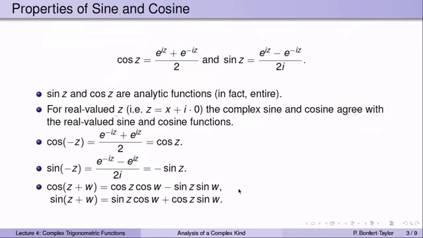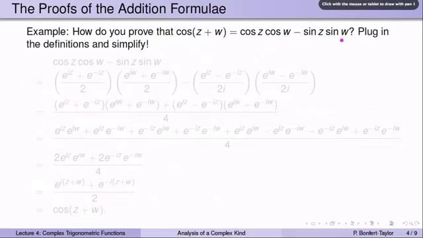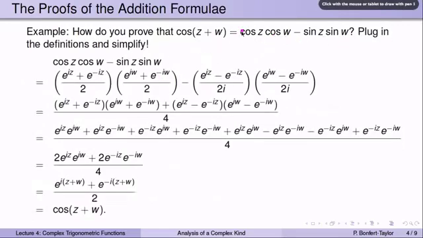How would you prove such a thing? I'll show you an example. How would you prove that cosine of z plus w is equal to cosine z cosine w minus sine z sine w? You would simply plug in the definitions and simplify. Let's do that. Let's start with the right-hand side, in fact. Cosine z cosine w minus sine z sine w.